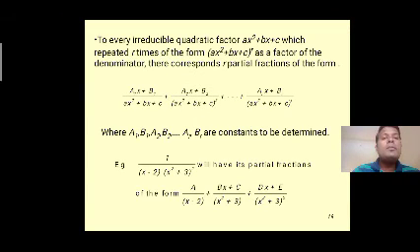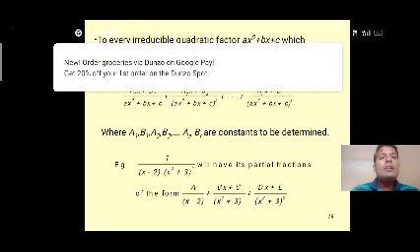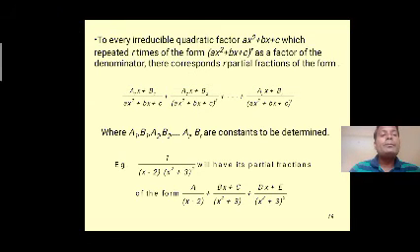We see the example, 1 by x minus 2 into x square plus 3 whole square will have its partial fraction of the form. Here one non-repeated factor is there, so we write a by x minus 2, plus x square plus 3 whole square will have its partial fractions. We write in the format a by x minus 2 plus bx plus c by x square plus 3 plus dx plus e by x square plus 3 whole square.